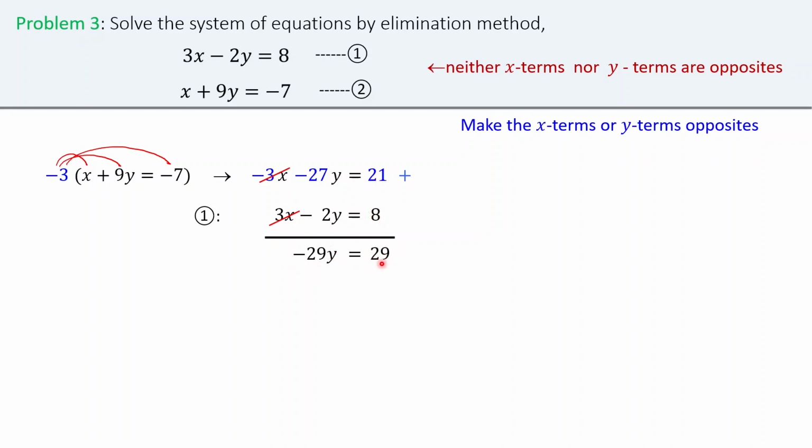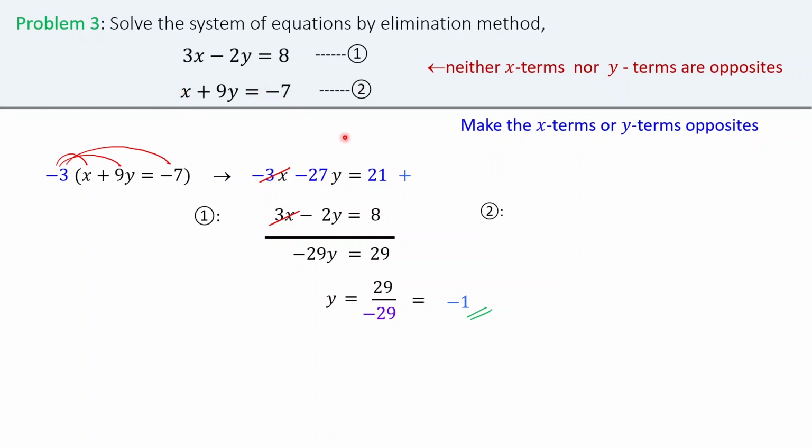Now divide both sides by negative 29 and isolate y. You get y is equal to 29 divided by negative 29 is negative 1. So you got the y value. Next you need to find the x value. So pick one of these equations. You can pick any equation. I'm going to pick the second equation because there is only x. So it is easy to solve for x.